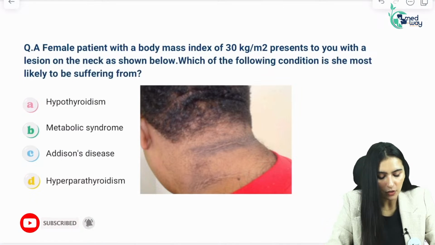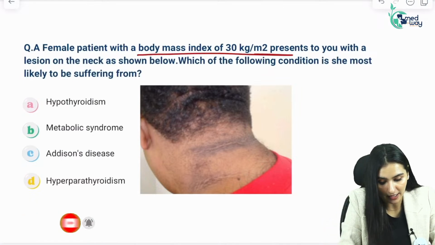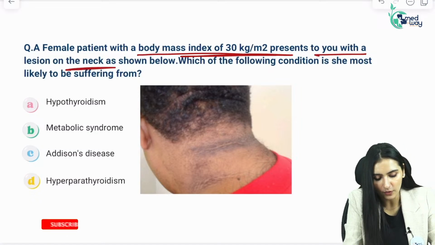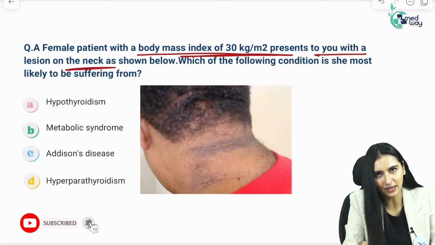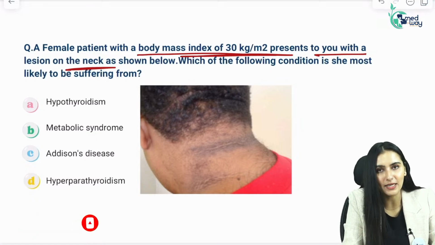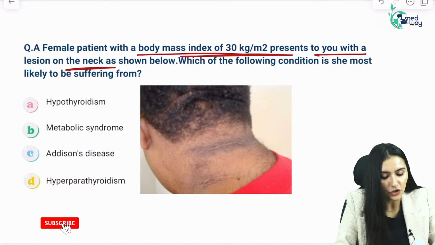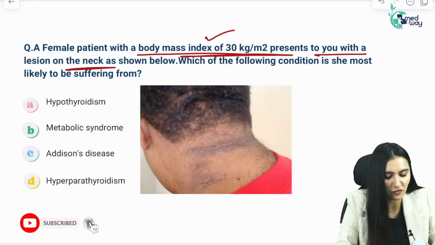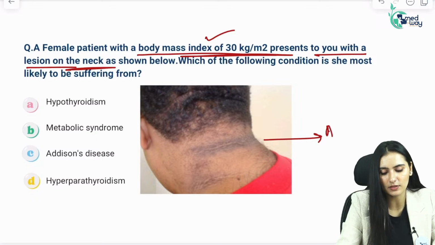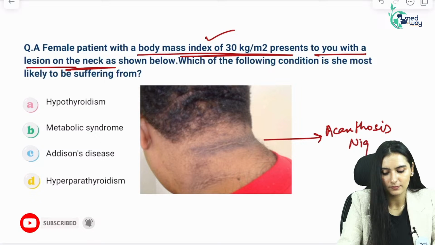A female patient with a very high BMI presents to you with a lesion on the neck. So you know that acanthosis is very much a favorite of the examiner. So you have to be good with these topics that are being asked again and again. So she has a high BMI, she comes with a lesion on the neck. Which of the following condition is she suffering from? What is this? Again, this is acanthosis nigricans.